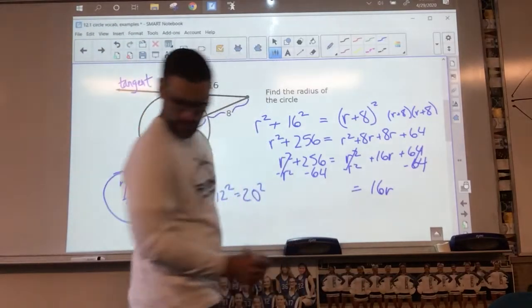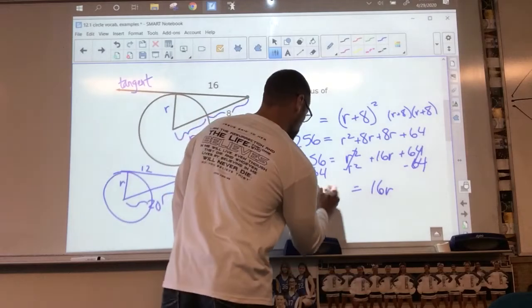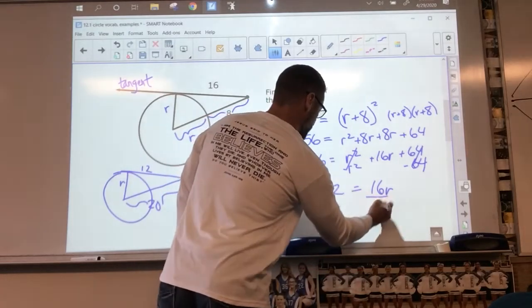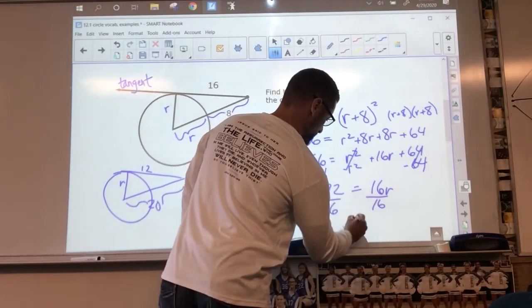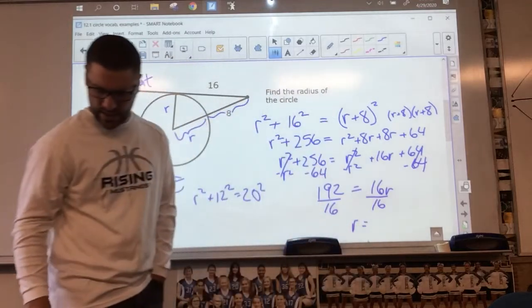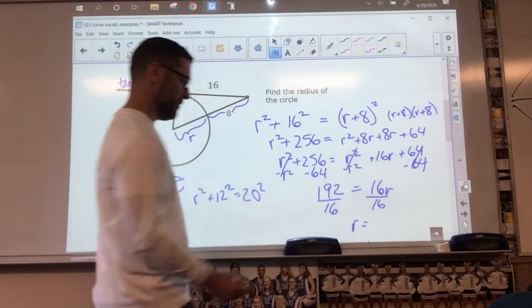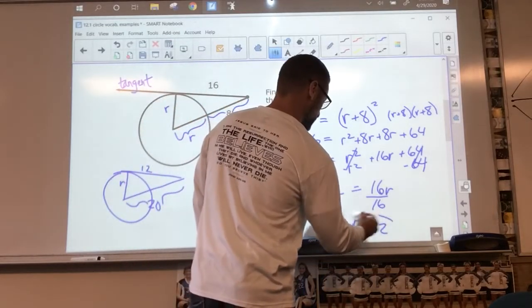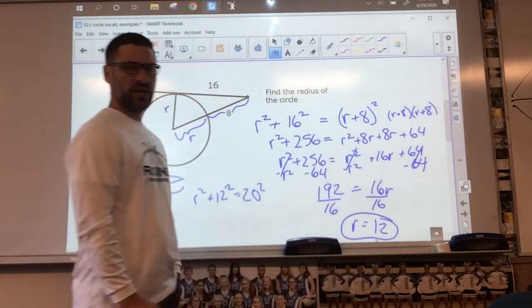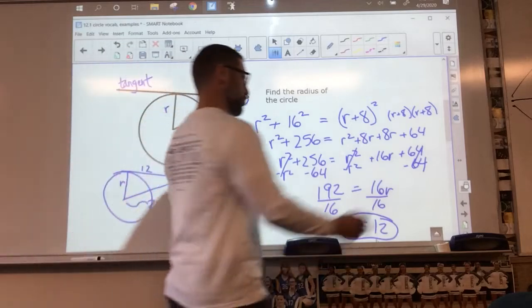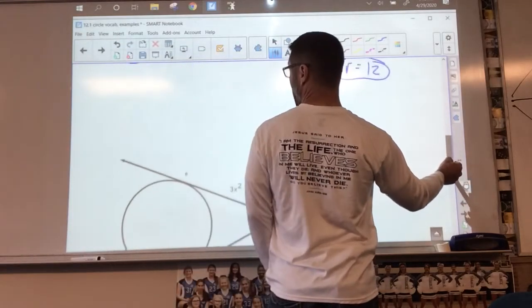All right, that is 192. And I'll divide by 16. My r value is 192 divided by 16. And I got an r value, a radius of 12. Okay. A couple more here, see what else we got.